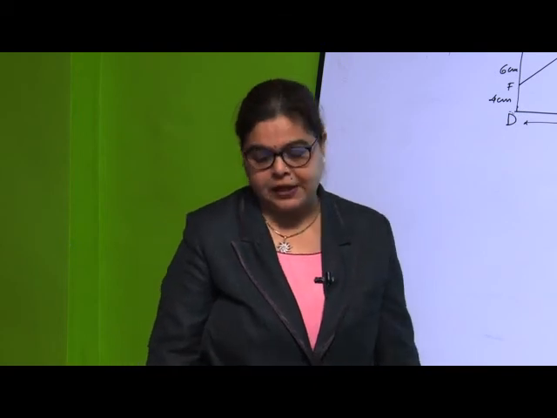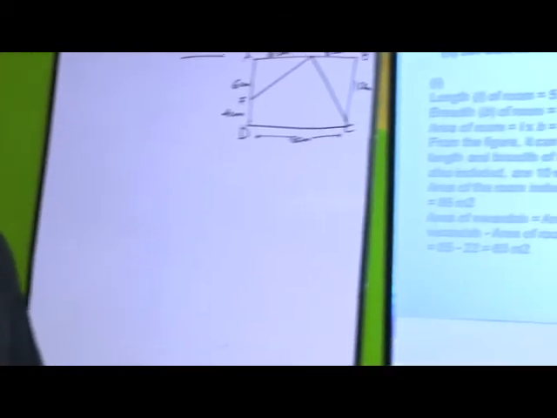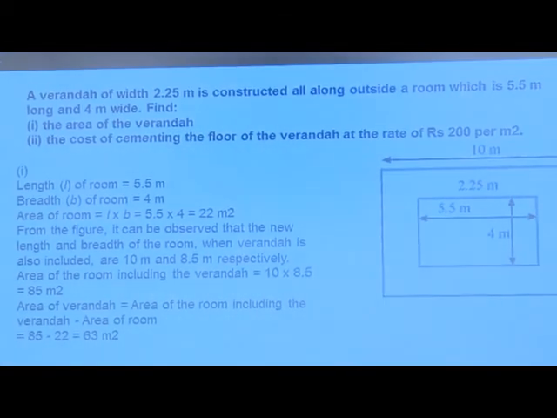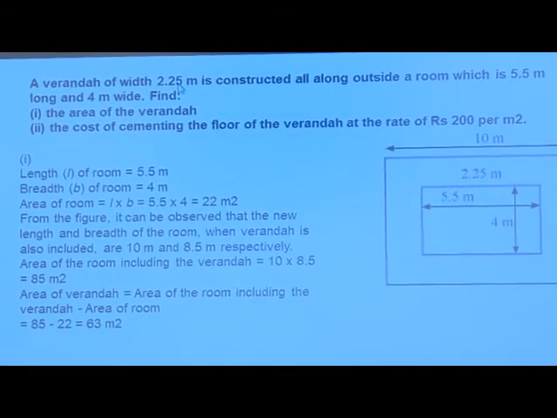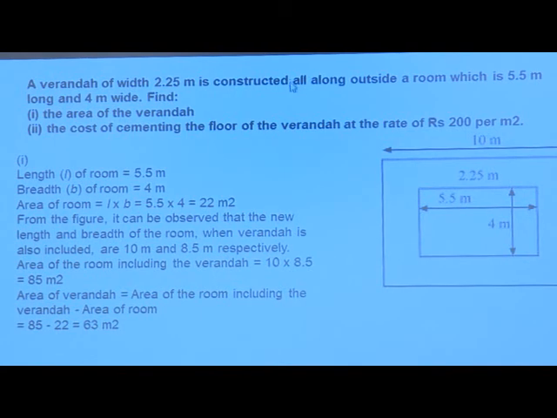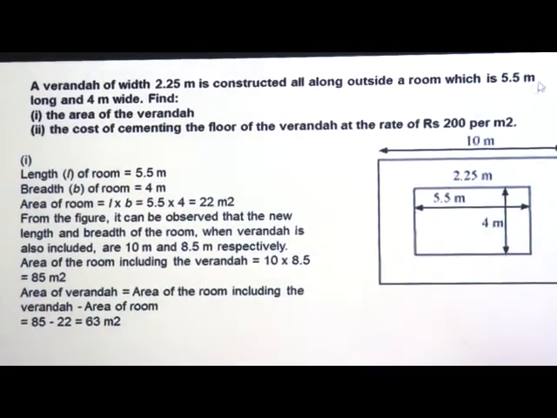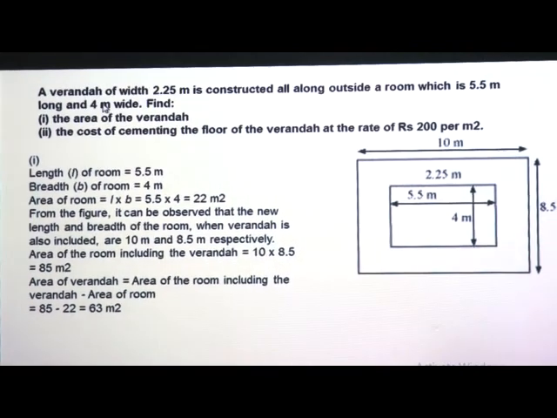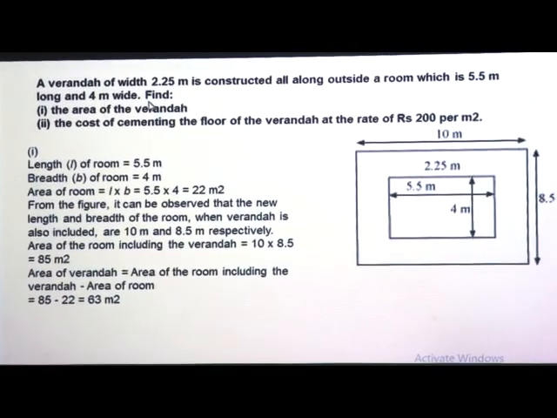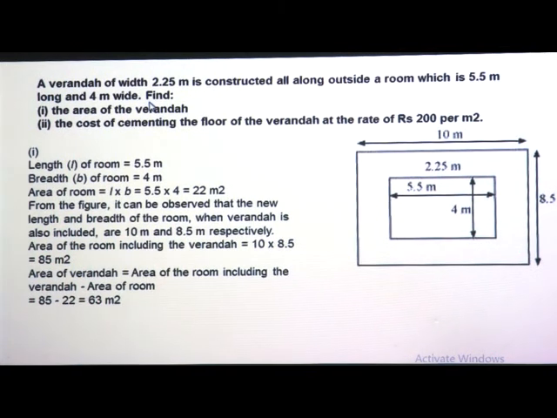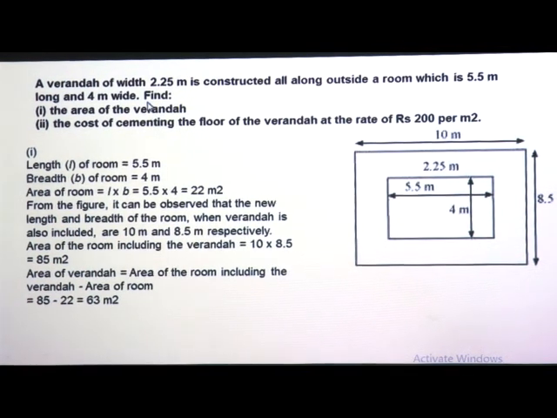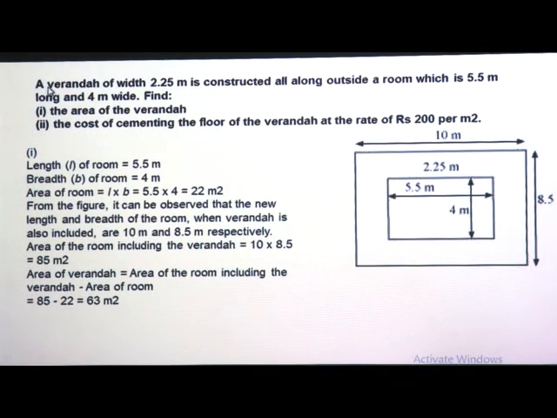So, we will see the statement given in the question. A veranda of width 2.25 meter is constructed all along outside a room which is 5.5 meter long and 4 meter wide. What is a veranda? Generally, we use the word in our daily life as a balcony. Many students might have a balcony outside the bedroom or outside the kitchen. So, that is nothing but a veranda.